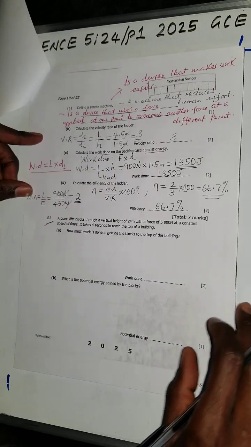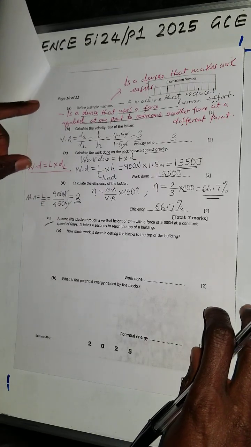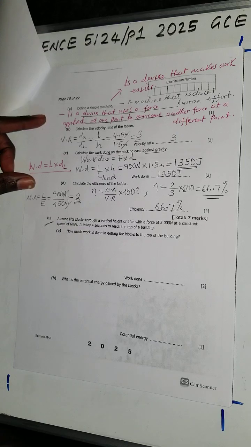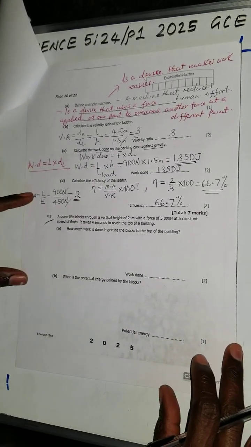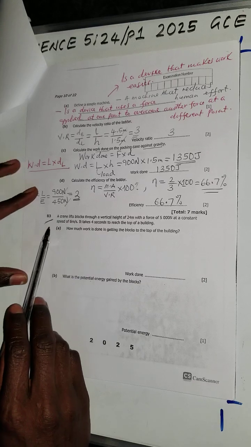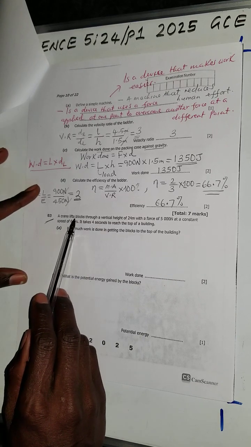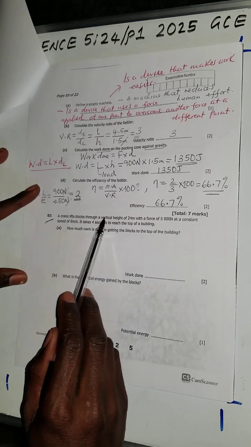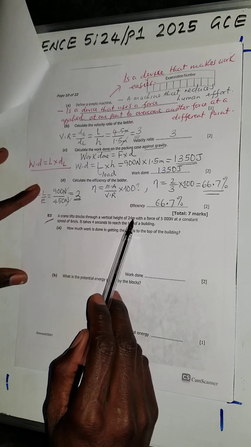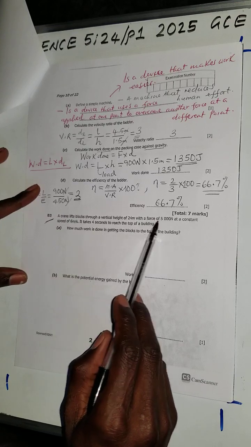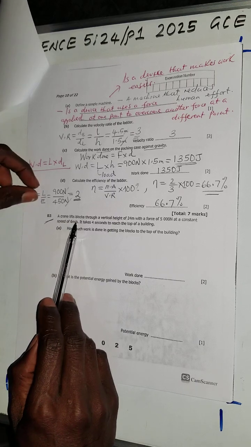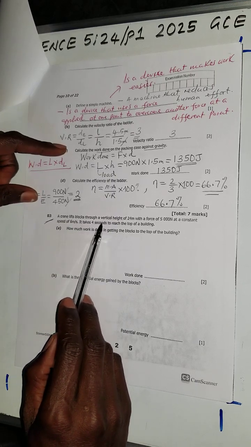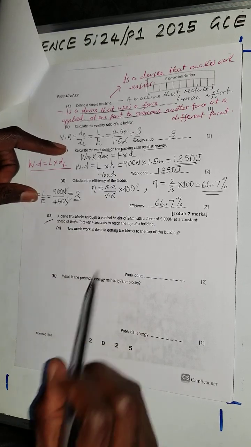Okay, so we continue in our Science 2025 Paper 1 GCE, and we are now looking at question number 3 and see how you needed to answer that. The B part there says that a crane lifts blocks through a vertical height of 24 meters with a force of 5,000 newtons at a constant speed of 6 meters per second. It takes 4 seconds to reach the top of the building.